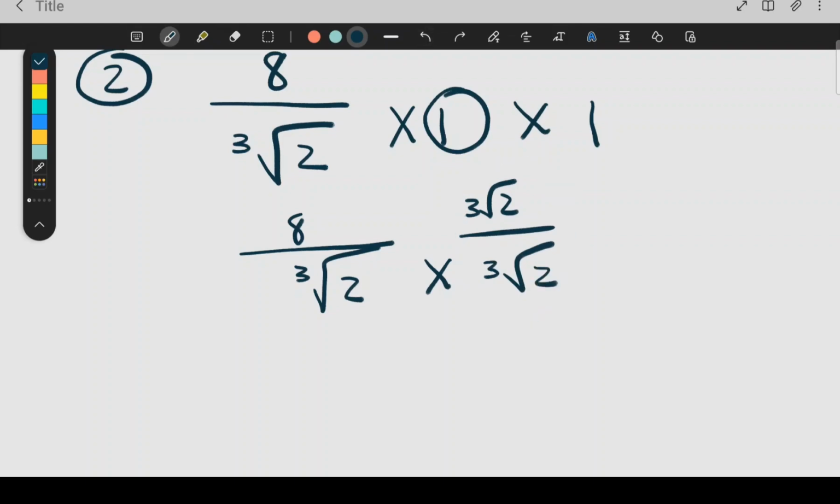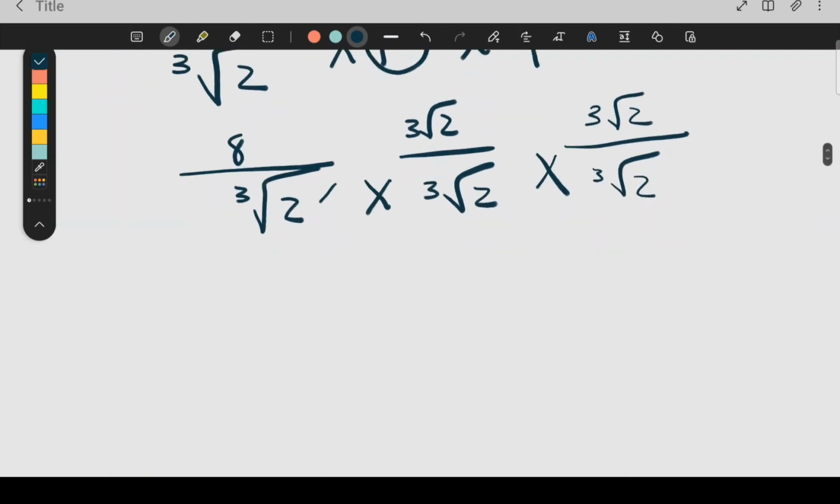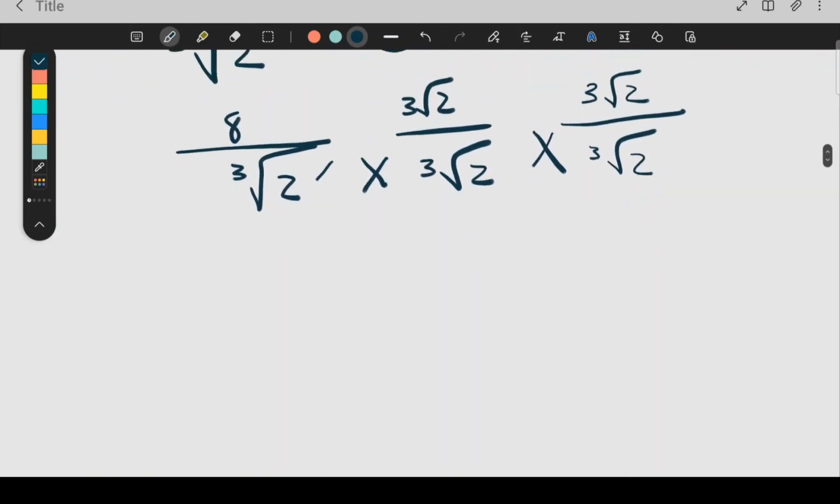Why did I choose that? Because this is the denominator. Then I just do it again. Cube root of 2 and cube root of 2. Okay, so I do it twice. Then I'm going to multiply now, eh? So I'm going to say 8 times this times this. So what does that give me?